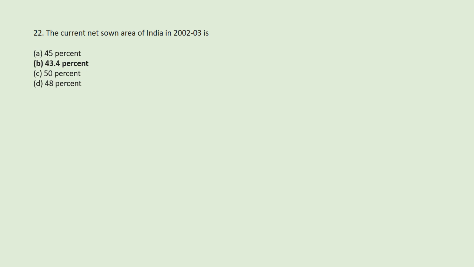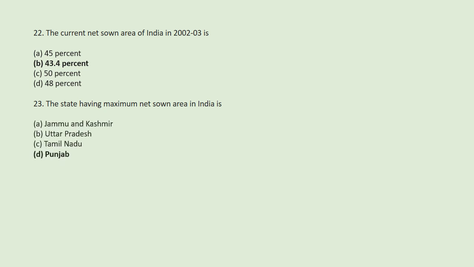Question 23. The state having maximum net sown area in India is A. Jammu and Kashmir, B. Uttar Pradesh, C. Tamil Nadu, D. Punjab. Option D is the right answer. Punjab is having maximum net sown area in India.